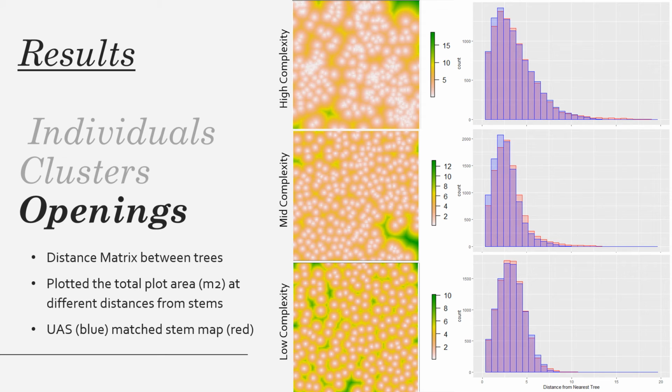Finally, to assess the inner spaces and openings in the stand, we created a distance matrix between trees, and then calculated the total plot area that fell at various distances from the stems. We plotted the UAS-derived distance matrix in blue against the STEM map in red, and found that they matched quite nicely, except perhaps the mid-complexity plot, which did have some commission error.